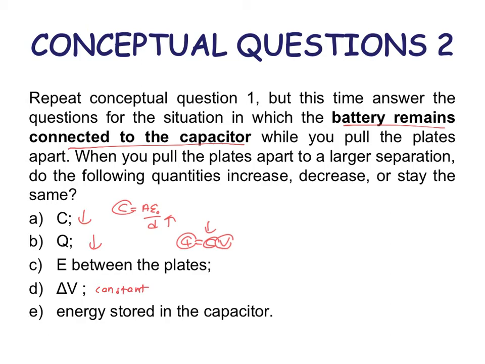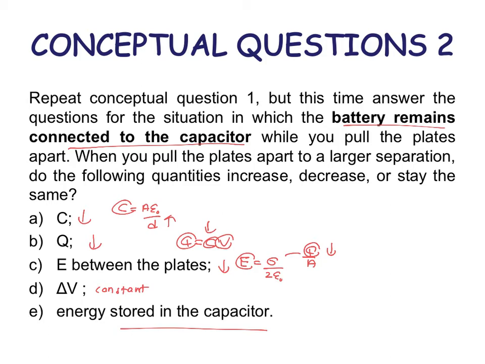Okay, next, electric field between the plates. We are going to use the same formula as the previous one, which is E equals sigma over 2 epsilon naught. Sigma is basically charge per unit area. The charge on the plate has already decreased, and that's the reason why the electric field also decreases. V is constant because of the presence of the battery.